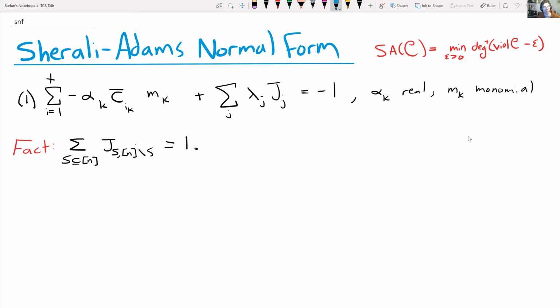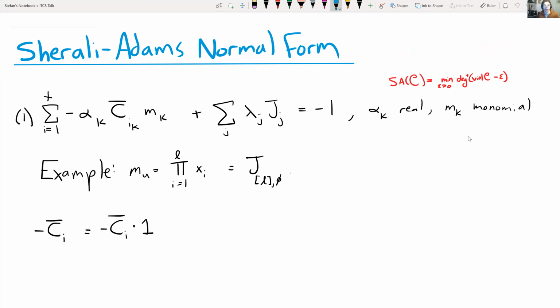And so we'll need a brief fact: if you were to sum over all of these conical juntas, summing specifically over subsets S of the indices 1 through n, of the junta of S and the complement, then this in fact equals 1. And this is a very simple proof by induction. So given that fact, let's run through an example to see how this proof will work.